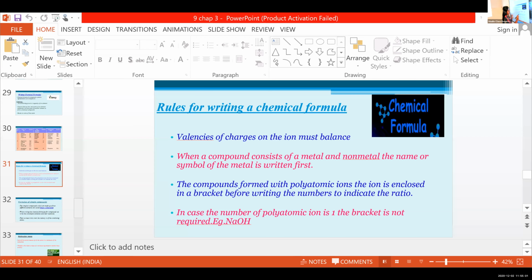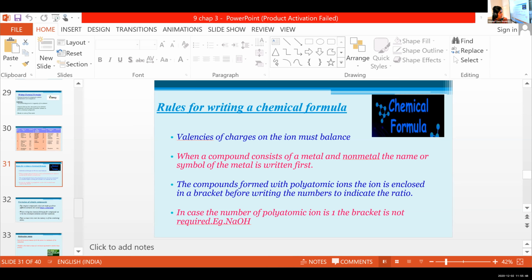Then the compounds formed with the polyatomic ions. Polyatomic ions means more than one or two atoms with a charge. They are enclosed in a bracket before writing the numbers to indicate the ratio. If ammonium, NH4 plus, is present, it should be written in the form of a bracket. Here look at NaCl, there is no bracket, right? But when we are applying polyatomic ions, it should be written in the form of a bracket.